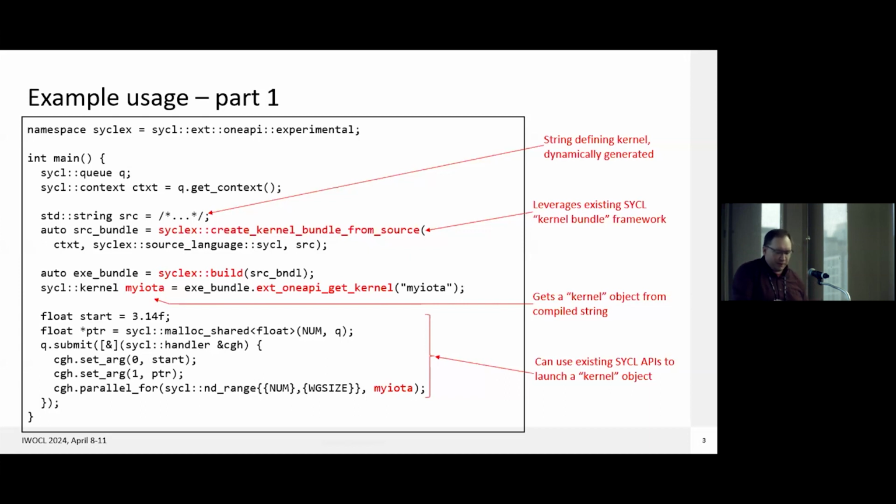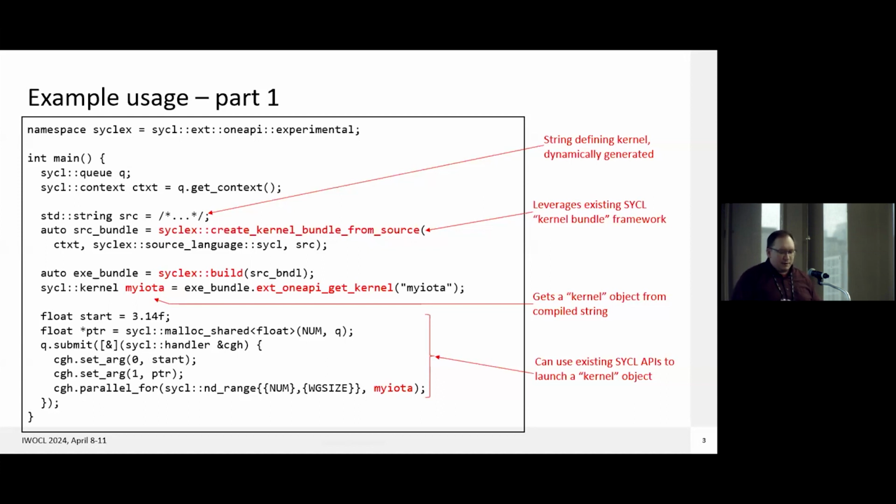Once we've created our source code bundle, we need to build it. So we have a build function that will compile and link the source code into a native device binary. We can do that with our build method to get our executable bundle. Once you have your executable bundle, you can query it to get a specific kernel, to get a SYCL kernel object out of it. In this case, we want to get a kernel named myIOTA, and we'll get that out and have a SYCL kernel object. Once we have a SYCL kernel object, SYCL already has everything we need to go from there. We can just call the special overload of parallel_for that takes the kernel object.